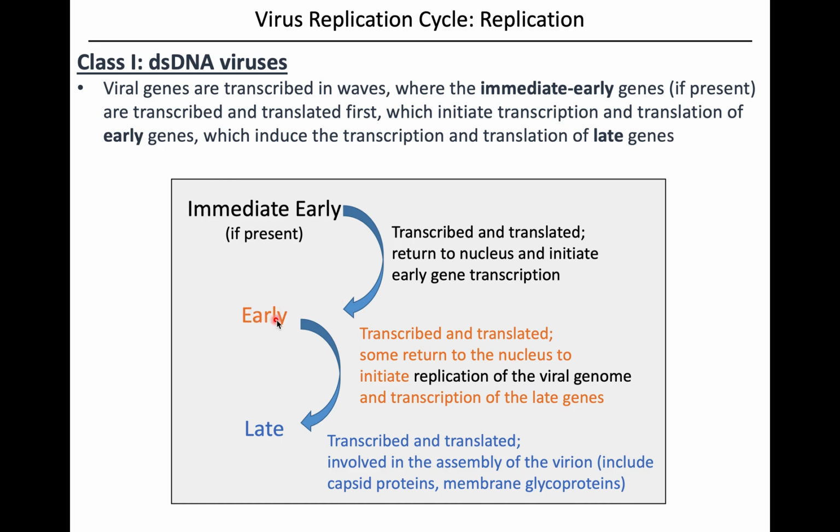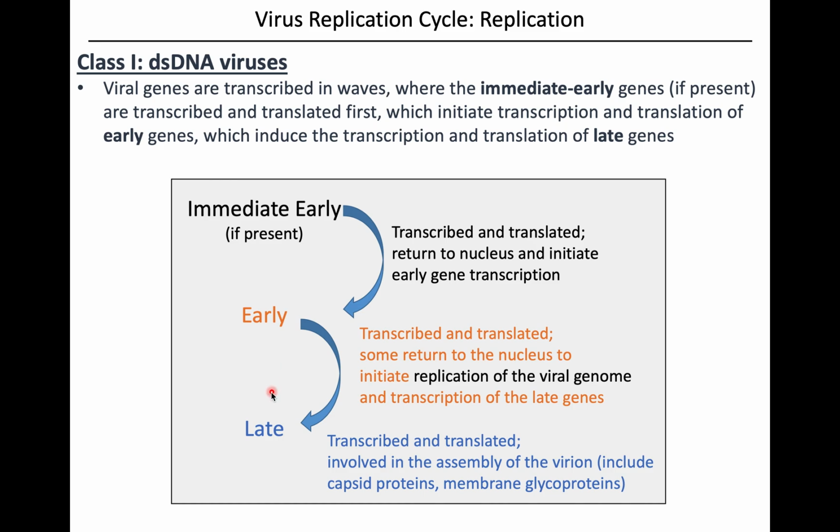And the early genes are usually going to include proteins that are important for replication of the viral genome, whereas the late genes would be maybe more structural proteins like capsid proteins or some of those membrane glycoproteins, attachment proteins, those kinds of things. And the reason for these waves is to get some temporal separation, right?